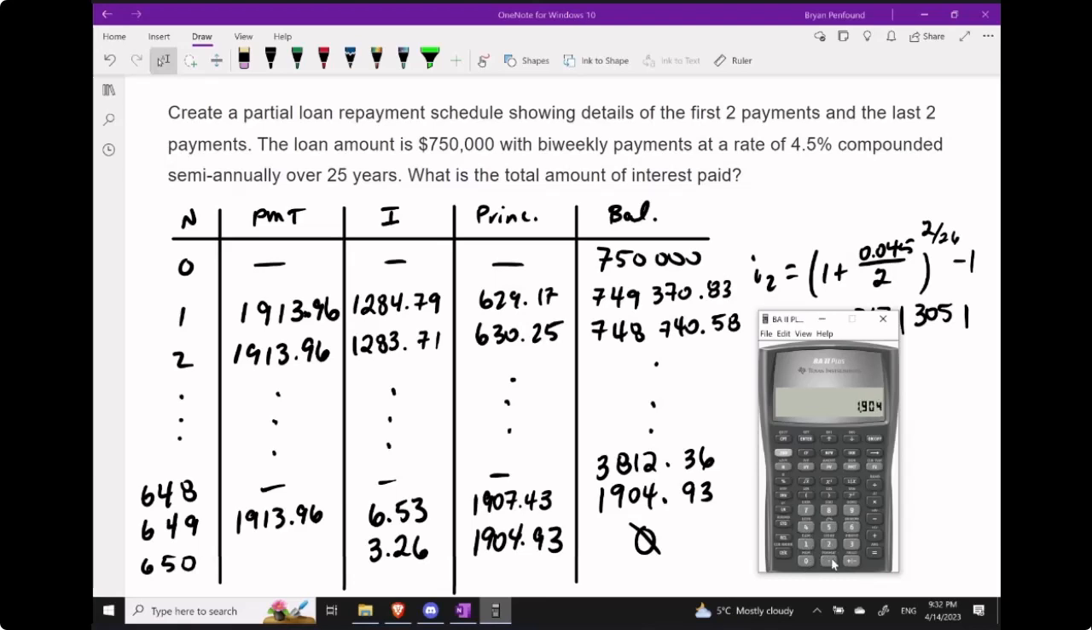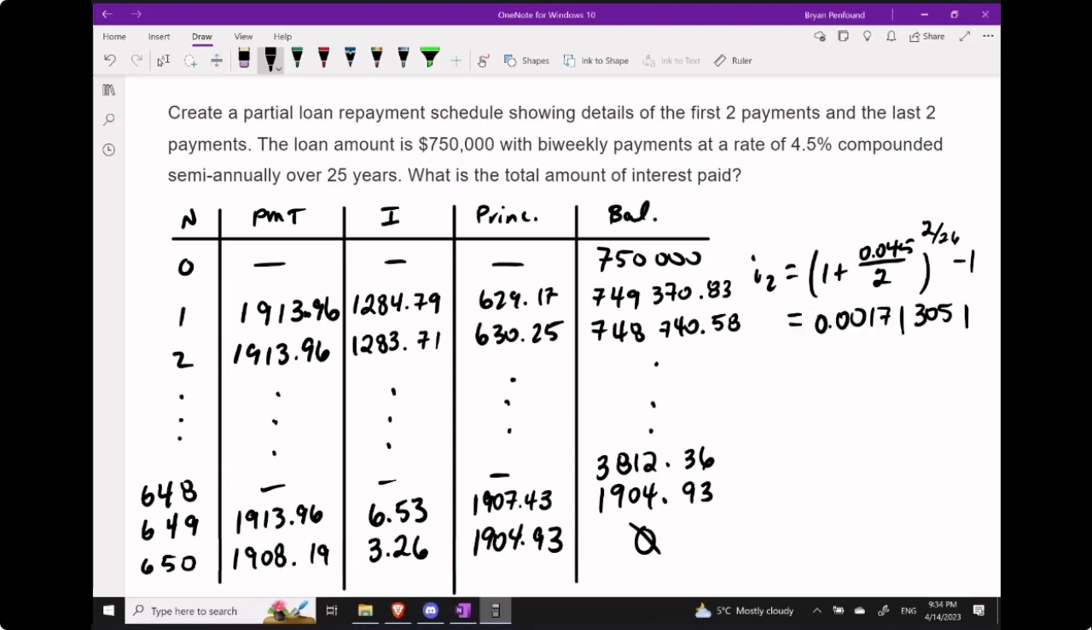To figure out the size of the last payment, let's take our $3.26 and add it to the principal balance that we have owing right now, which is $1904.93. And that tells us the last payment has size $1,908.19. So it's just a little bit smaller than that payment size we calculated before we started the schedule.